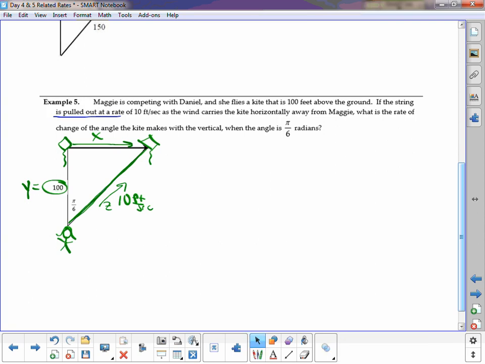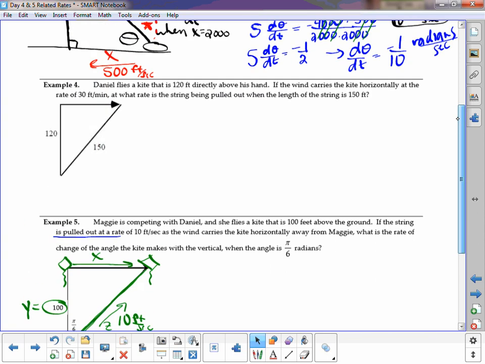Whereas the problem before, it says the wind carries the kite horizontally at 30 feet per minute. So our kite here is once again moving over here. And it says that the wind carries the kite horizontally. So the kite is moving horizontally at a rate of 30 feet.